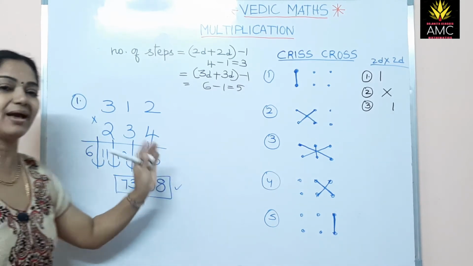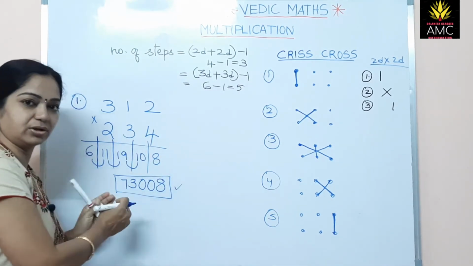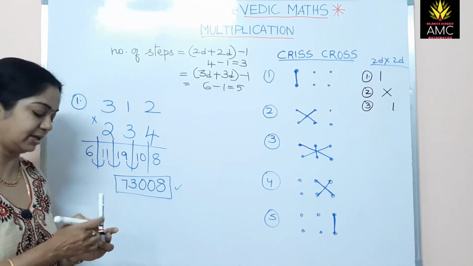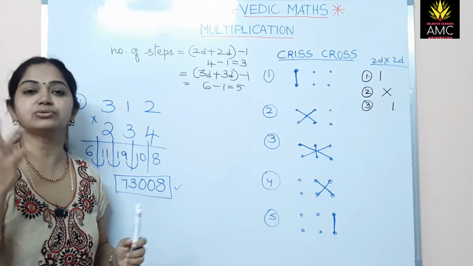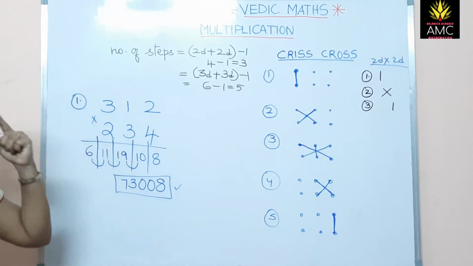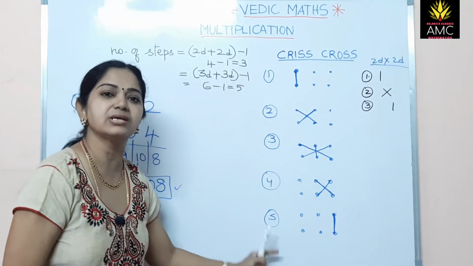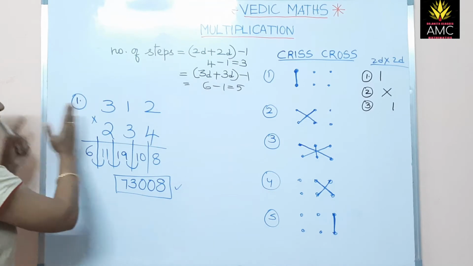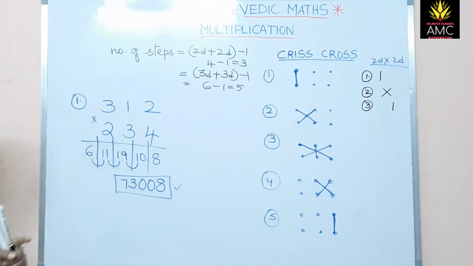Now for illustration I have taken a lot of time to explain, but you will be getting the multiplication in 2 to 3 seconds. Just remember the pattern of the crisscross in your mind and follow from left to right. Quickly pause the video and note it down. Let's see a few more examples.